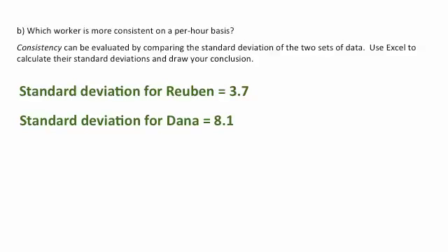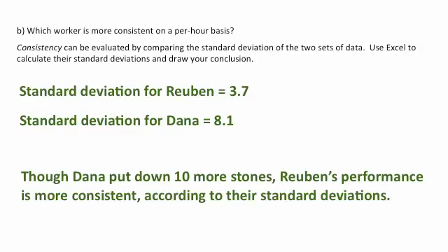If you're savvy, you may have looked in the back of our textbook. And the back of our textbook actually gives you the Excel formula which you can enter to just find the standard deviation. And in fact, you are welcome to do that. That's one of the ways Excel can help. It can find the standard deviation for a set of data in one line. And you don't have to do all of that work. But in fact, either method would give you the same answer. Ruben 3.7, Dana 8.1. And so even though Dana then put down 10 more stones, Ruben's performance is more consistent according to their standard deviations.